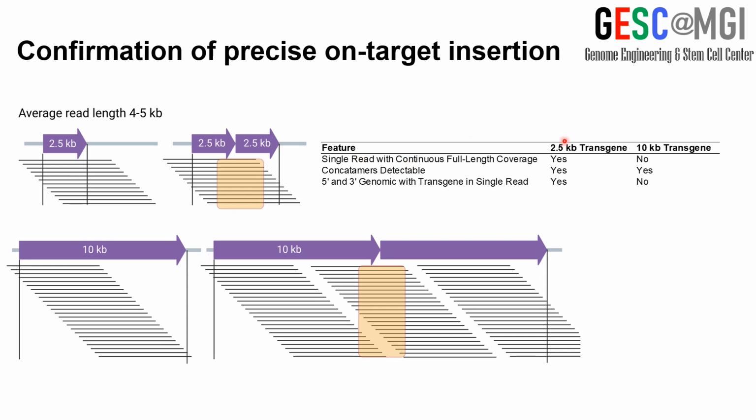So if you have a very small transgene, you are able to use these single raw reads for full-length coverage. It's very easy to even detect concatemers, and 5' and 3' genomic with transgenes in a single read is something that's quite achievable. However, when you have very large transgenes, you will not find these single reads that will traverse across the entire region. And you will be able to detect concatemers, but again, using a tool like CANU is really essential to assemble these events for large insertions.